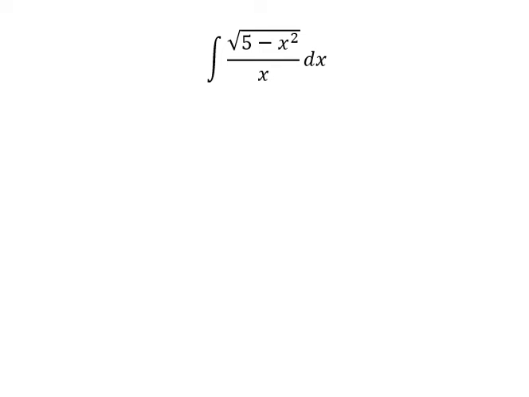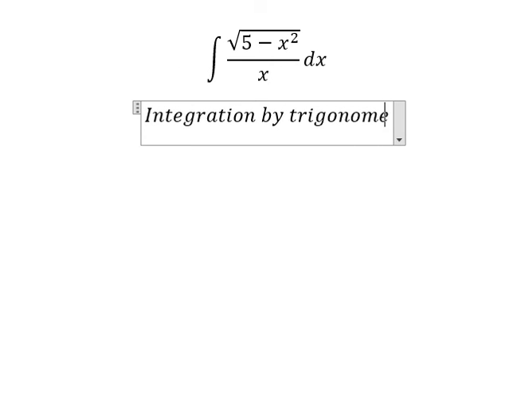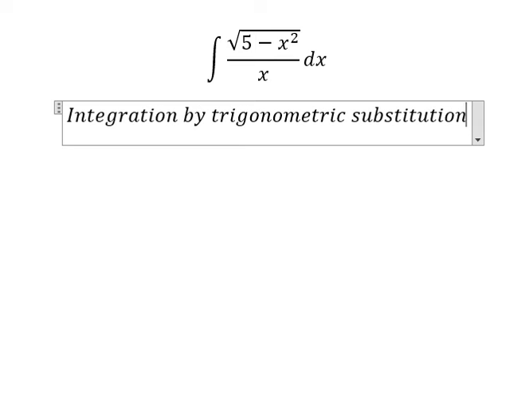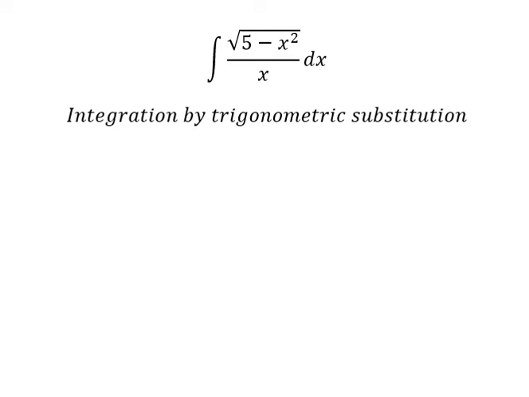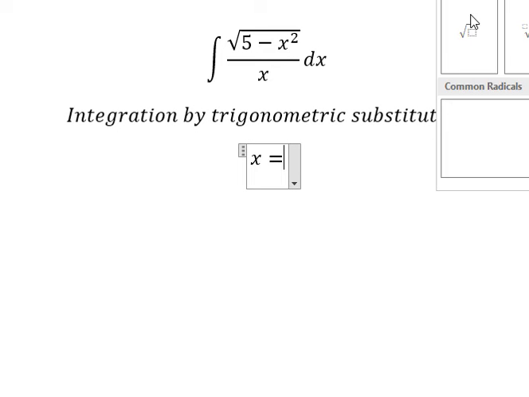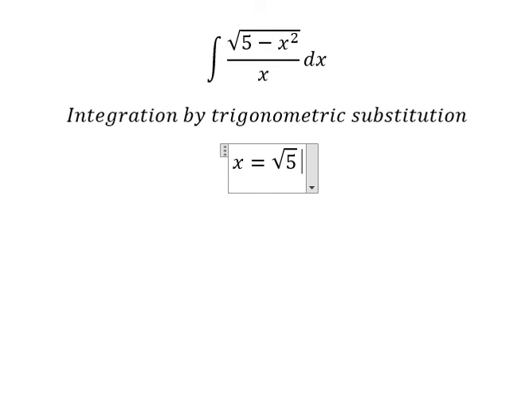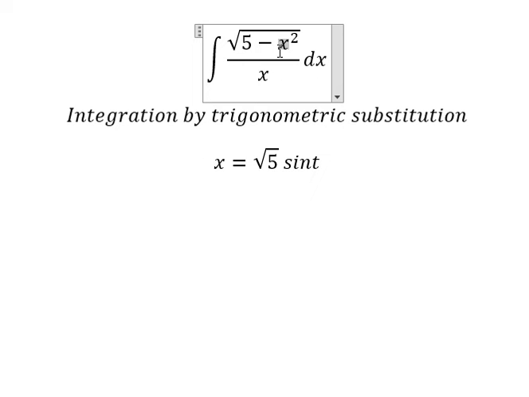We need to use integration by trigonometric substitution. So I will put x equals the square root of 5 sine t. So if I put this one in here, you get 5 sine t squared. Number 5, we can do factorization. 1 minus sine t squared, we change to cosine t squared, and later we simplify the square root.